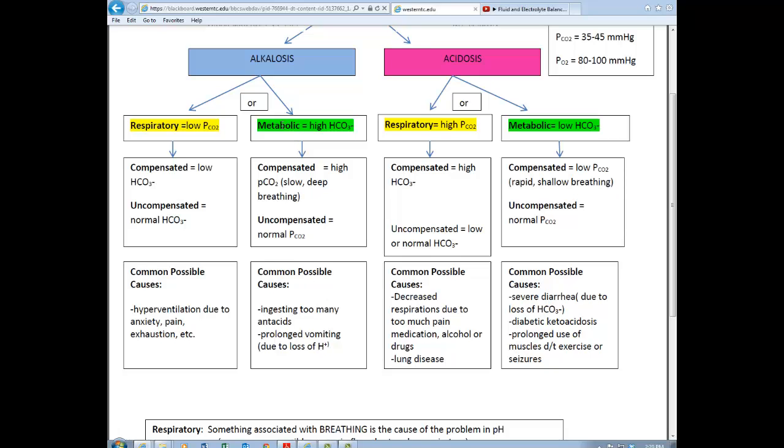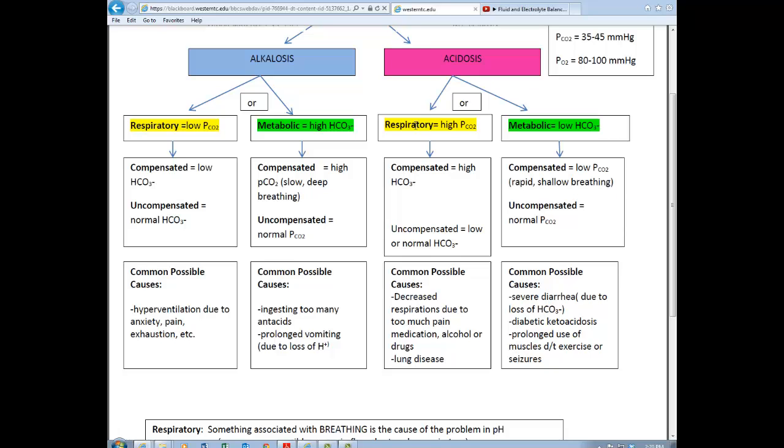Respiratory acidosis, if I'm not breathing well, CO2 is building up. So with any of these people with lung disease or medication, drugs, CO2 is building up in the body. They're not breathing it off. They're not blowing off CO2. We know that CO2 makes acid. So that would be an example of a respiratory acidosis because the lungs are the reason why that PCO2 is building up.